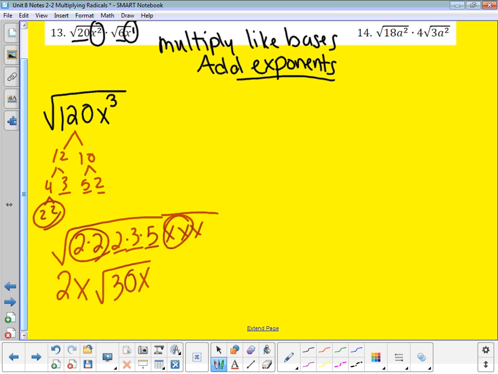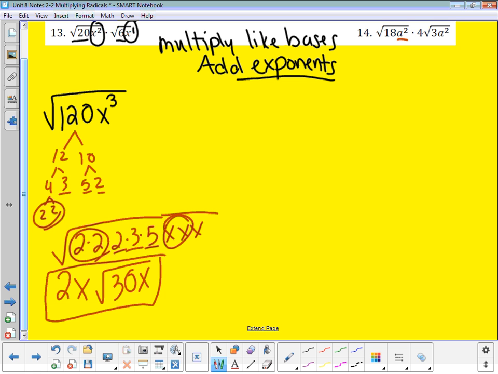And then we still have that x underneath the radical, so we have 30x. So this right here is our final answer once you've multiplied those together. I'm going to go ahead and have you try 14 on your own. Now, I know there's that number out front, but you're used to dealing with that. All you're going to do is multiply the outside coefficients, then multiply on the inside, and then simplify.